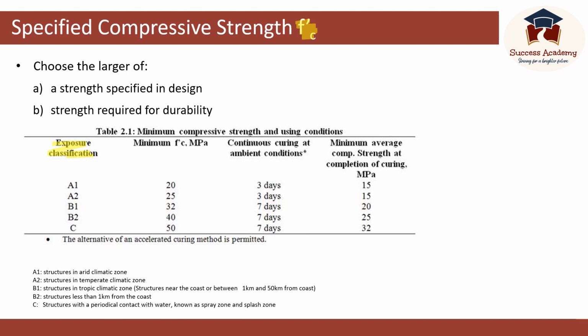For example, structures in arid climate zone require a specified compressive strength of 20 megapascals as a minimum. Structures in temperate climate zone need a minimum specified compressive strength of 25 megapascals. Structures in tropic climate zone need a minimum specified compressive strength of 32 megapascals. Structures less than 1 kilometer from coast need a minimum of 40 megapascals. Structures with a periodic contact with water need a minimum specified compressive strength of 50 megapascals.